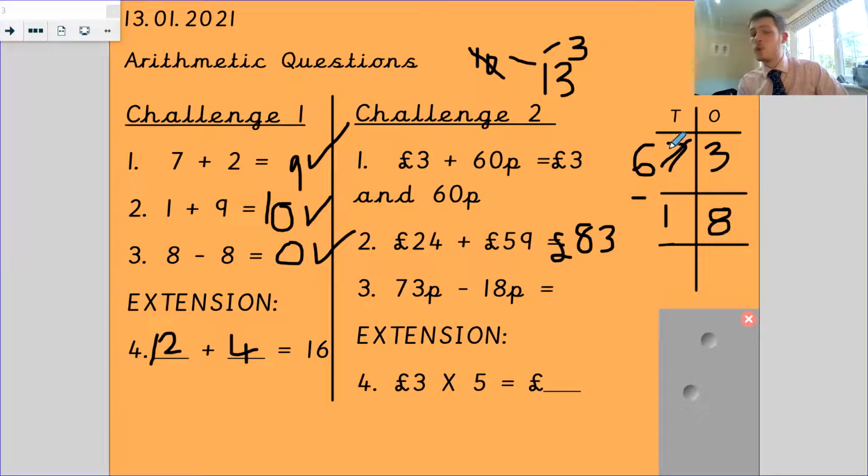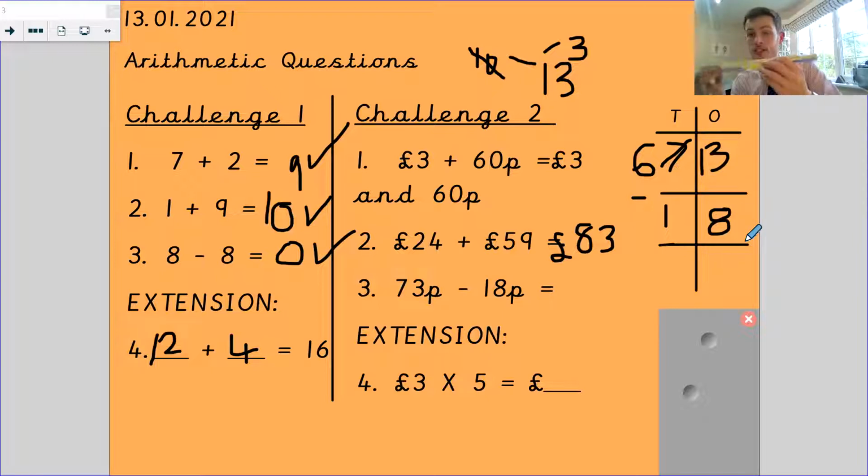Right, now this is 1 ten that's going to go over into this side, but it can't move over into the ones before it's changed into 10 ones. Now, if I change it into 10 ones, I'm going to add 10 to 3. 10 more than 3 is going to be 13. So I just put that 1 on this side, and it makes it automatically 10 more. So here we go. 13 take away 8.